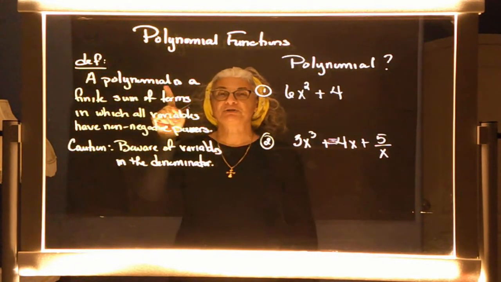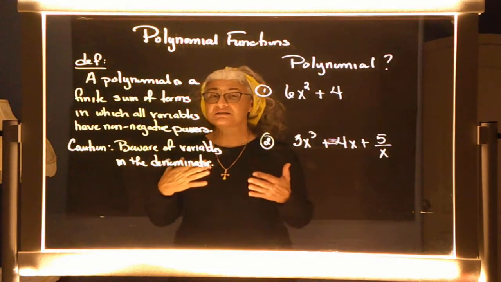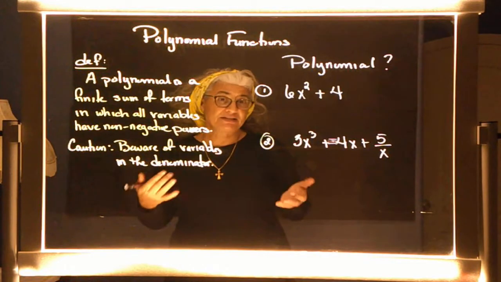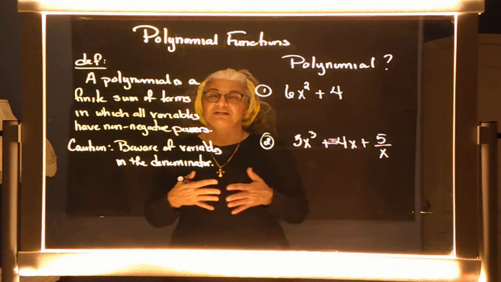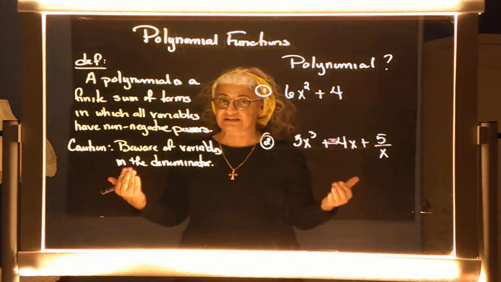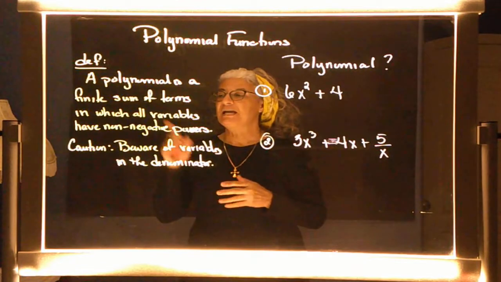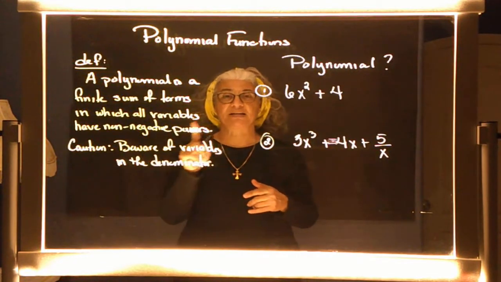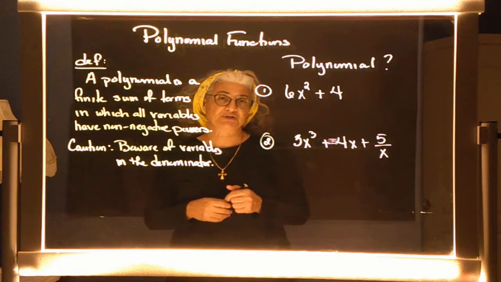But it says a polynomial is a finite sum. Finite means, yeah, a limited number, right? And by the way, the limited number could be 10,000. It just can't be infinite, right? So it's got a concrete amount of terms in which all the variables have non-negative powers. Now, the word of caution is beware of variables in the denominator.